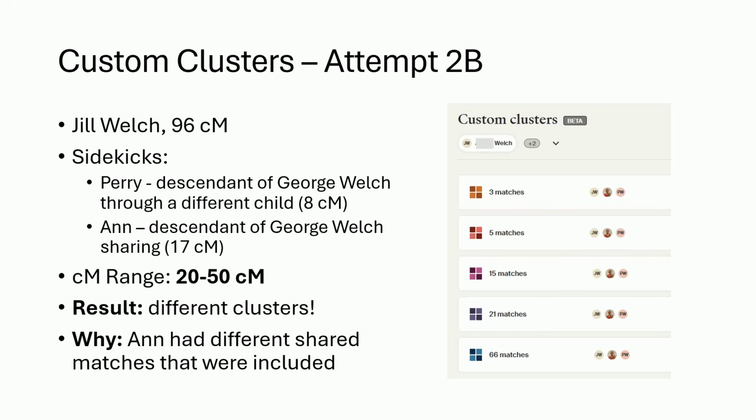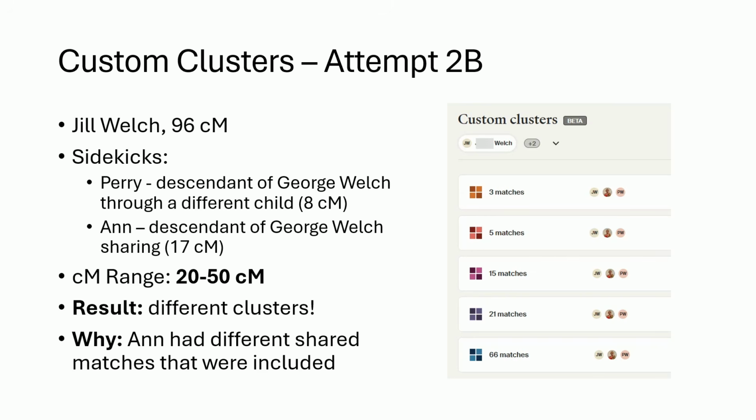So to try this attempt again, attempt 2B, I added another sidekick, Anne, who is a descendant of George Welch through a different line, and she shares 17 centimorgans, so I wondered if that would affect the clusters, and it actually did. So maybe sharing 15 centimorgans or above is a good cutoff for your sidekick matches. Going too low, like 8, didn't really do anything. And it probably just depends on your match list, but I thought that was interesting.